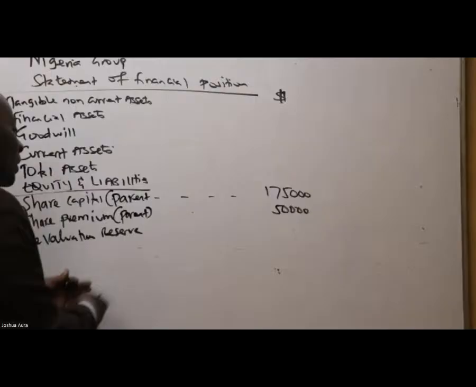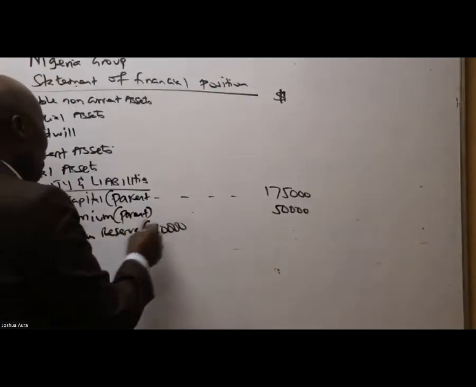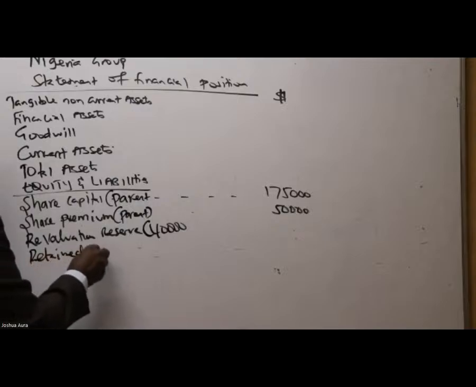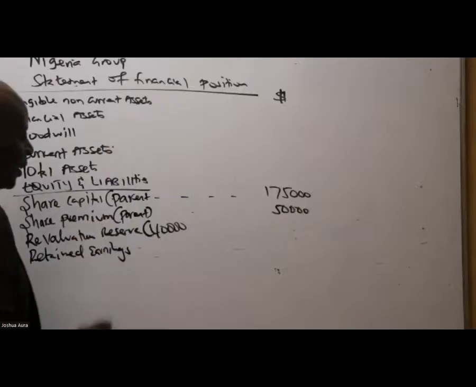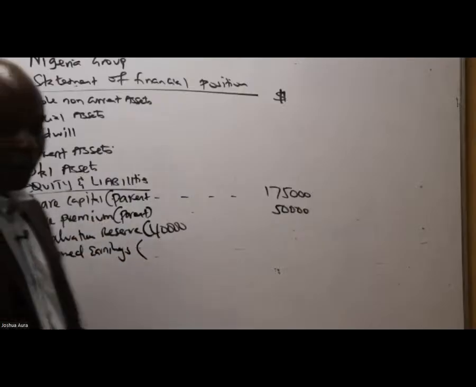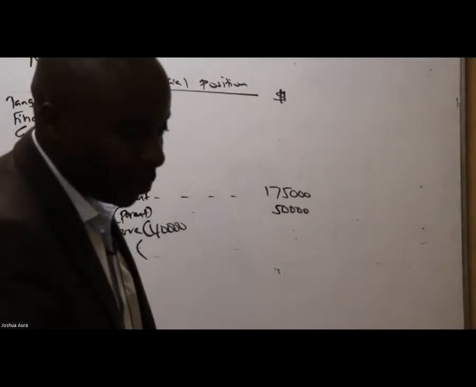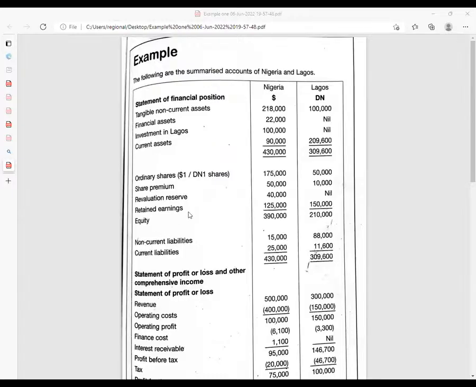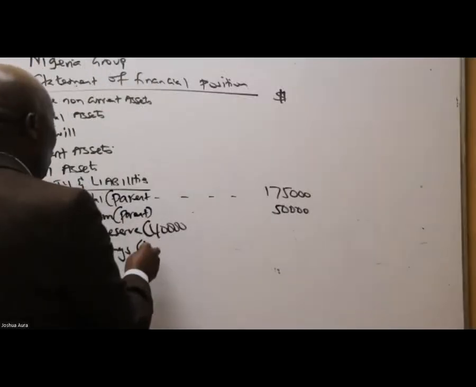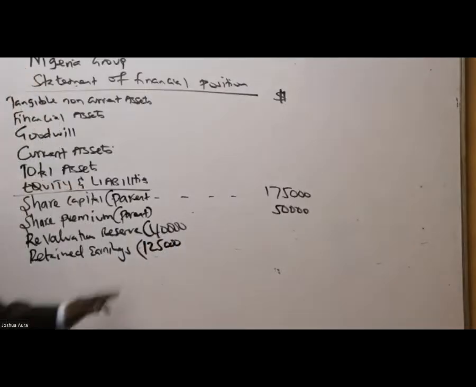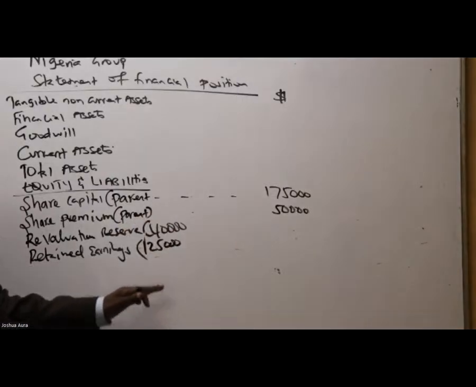But I can't take it here as the net. This one here may need some adjustments. So we have here 40,000, just like retained earnings may need some adjustments. So you pick the one of the parent only with room for making adjustments later on with any post-acquisitions. So retained earnings, 125,000, like that. I'm putting them here because later on I'll be doing some adjustments.